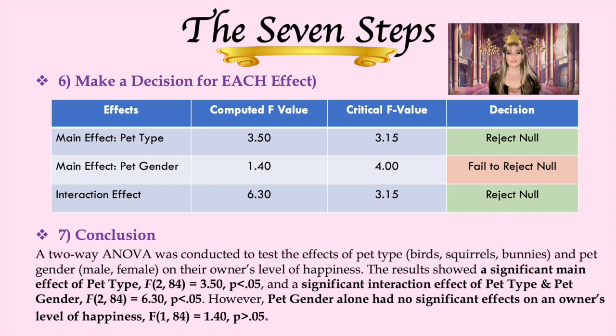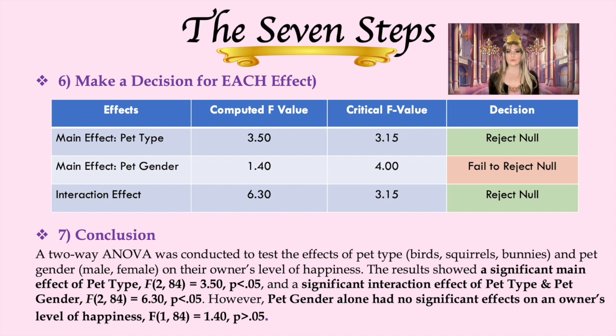So the results showed a significant main effect of pet type and a significant interaction effect of pet type and pet gender, comma, F, put in the degrees of freedom for the interaction, which is 2,84, is equal to our F computed value for the interaction, which in this case is 6.30. Once again, because I've rejected null here, I'm going to say comma p less than 0.05.